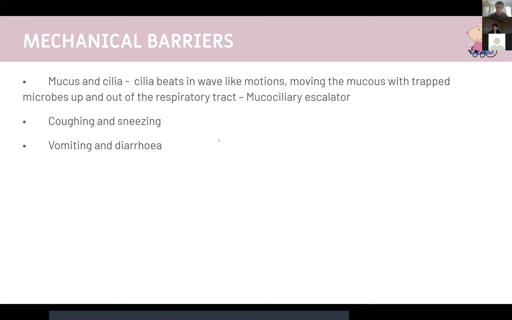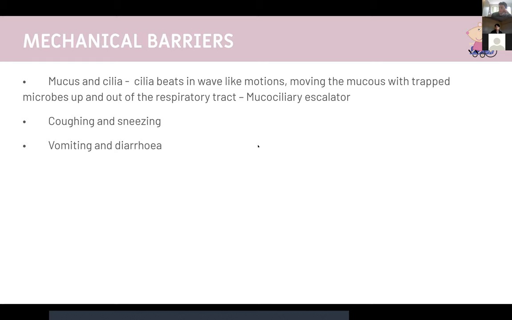So next we have mechanical barriers, and the mucus that we talked about earlier, it actually works with cilia. So remember cilia, they're these protrusions on our epithelial cells, and we find them in our respiratory tract. So what the cilia do, they beat in wave-like motions, and it propels the mucus up out of our respiratory tract. And the microbes that are trapped in the mucus, they get removed along with it. So we call this the mucociliary escalator.